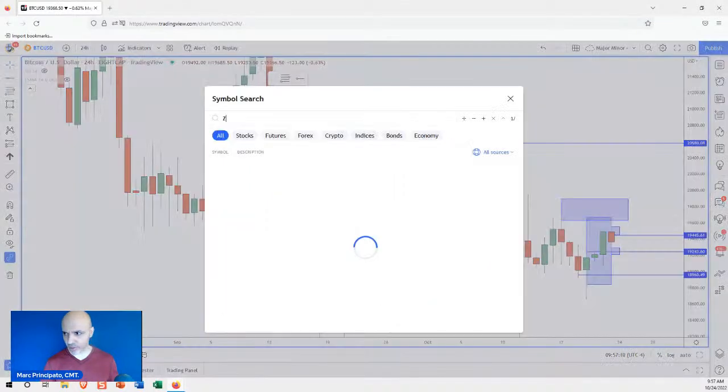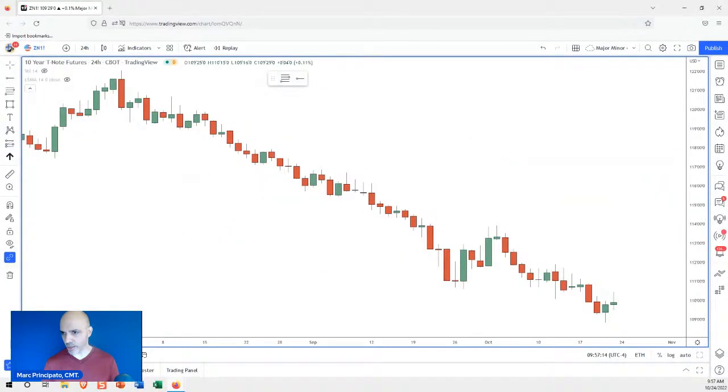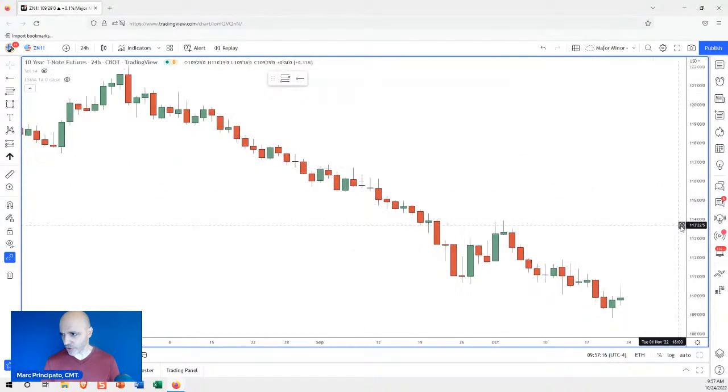Let's take a look at the bond market. So someone in here says that the bond market's selling off on the hourly. Let's take a look. So, all right, here's the 10-year note futures.